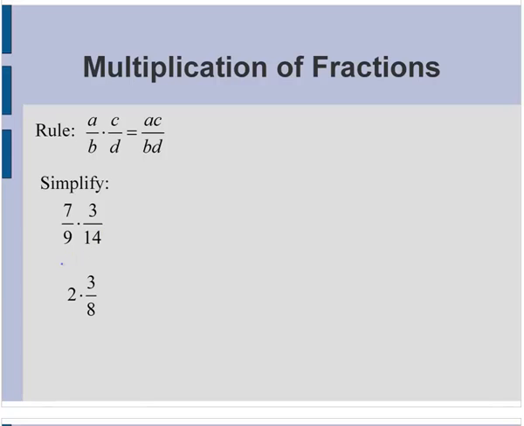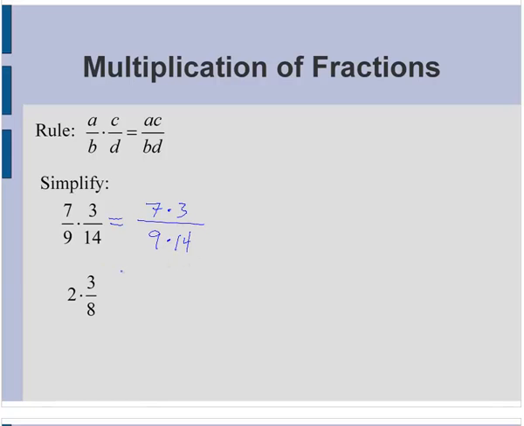All right, so how to multiply fractions? The rule for multiplication says that a over b times c over d is equal to a times c over b times d. So this asks us to simplify 7/9 times 3/14. The rule says that this is the same as 7 times 3 over 9 times 14.